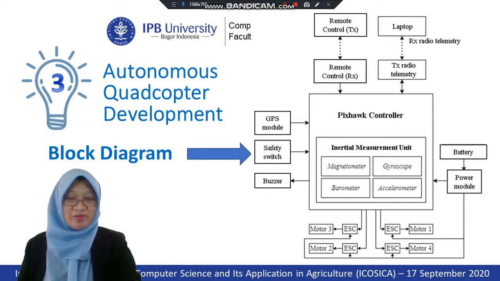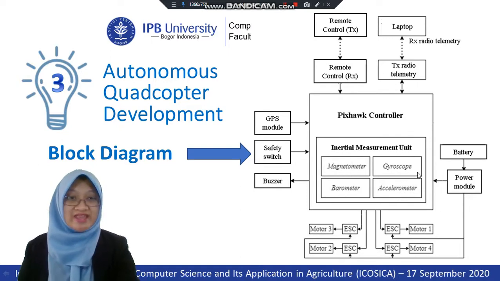Okay, this is the block diagram of the 2 developed quadcopters. Both quadcopters use the same controller, which is the Pixhawk radio link controller. Inside the Pixhawk controller, there is already an inertial measurement unit, which consists of various sensors in it, magnetometer, for example, barometer, gyroscope, and accelerometer. And then other than these sensors, we also add the GPS sensors. And then we add safety switch and buzzer for safety reasons. And then we attach the electronic speed controller to the Pixhawk controller to control the motor.